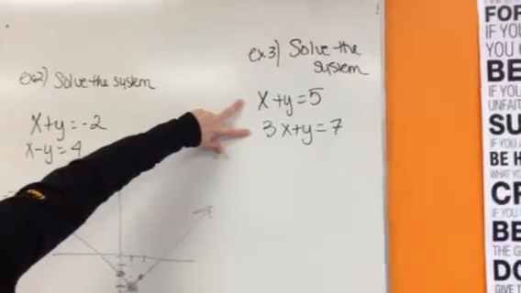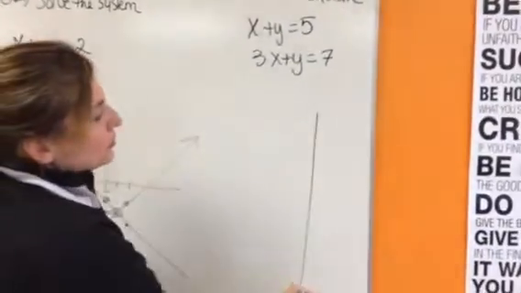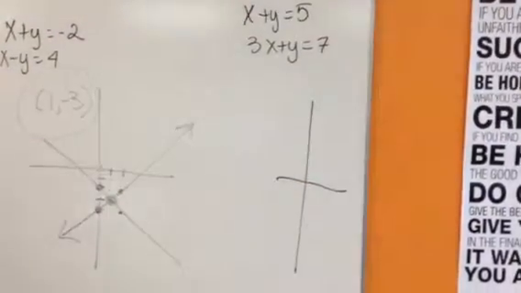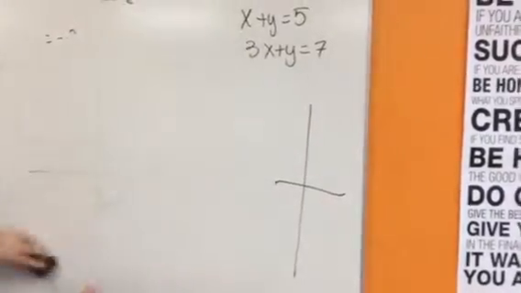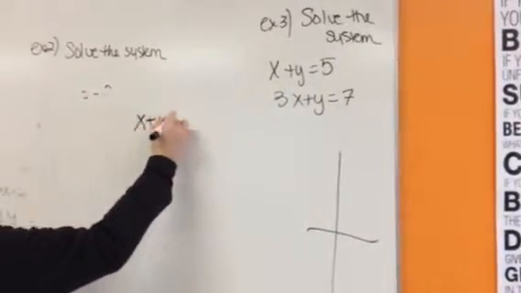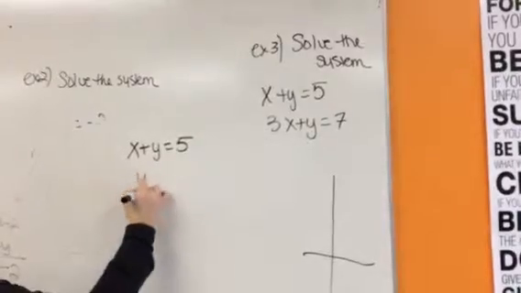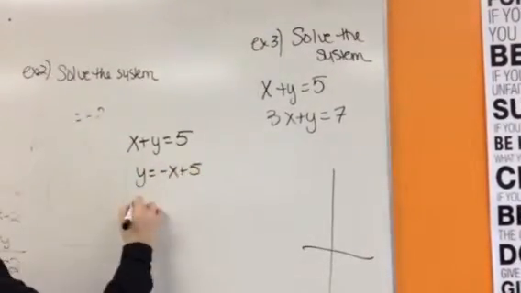Okay, my last one, I've got a class waiting out there. You have two equations. Again, we're going to have to graph it. I'm just going to erase this one so I have more space. Okay, x plus y equals 5. Get it into y equals mx plus b. Graph it.